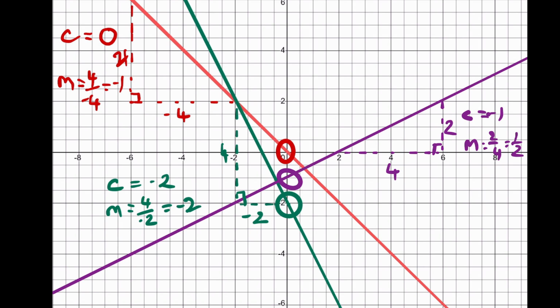On the next step, we'll be looking at turning those into equations. Find your y-intercepts and also your gradients.